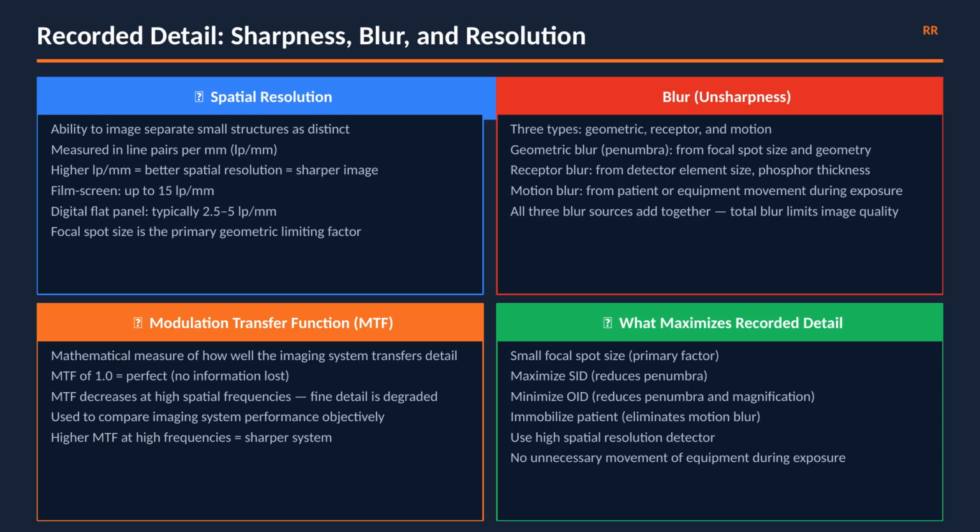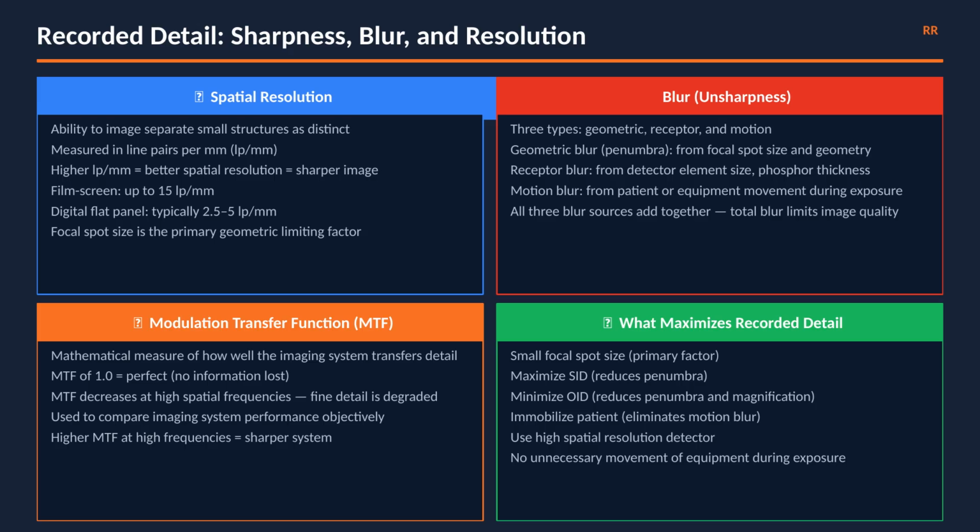Blur, or unsharpness. 3 sources. Geometric blur, also called penumbra, comes from focal spot size and geometry. Receptor blur comes from detector element size and scintillator thickness. Motion blur comes from patient or equipment movement during the exposure. All 3 sources add together in the final image. Total unsharpness is the sum of all 3.